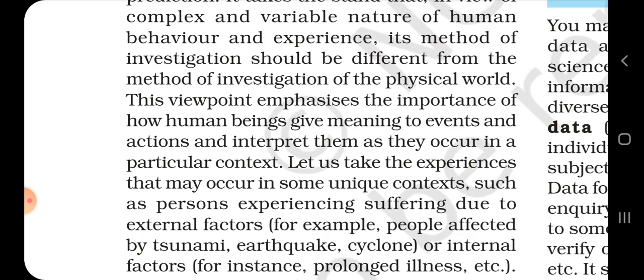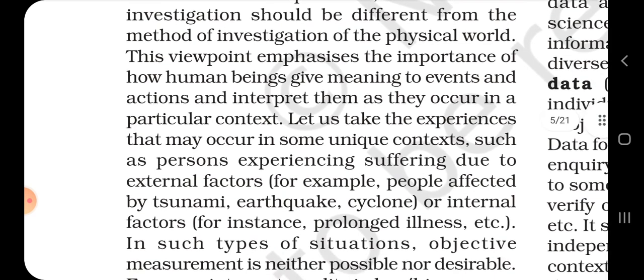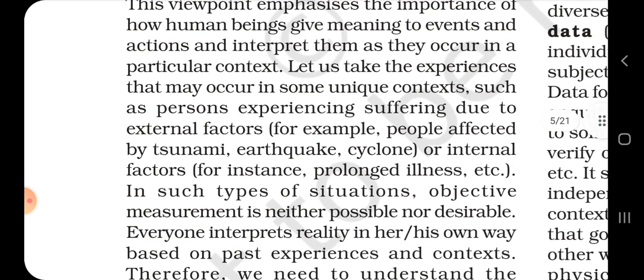Let us take the experiences that may occur in some unique contexts, such as persons experiencing suffering due to external factors. For example, people affected by tsunami, earthquake, cyclone, or internal factors, for instance, prolonged illness, etc. In such types of situations, objective measurement is neither possible nor desirable.